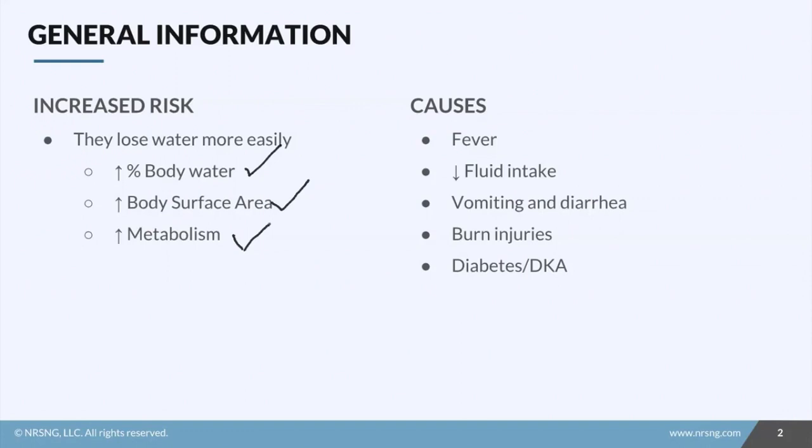So I've listed our first three things here as some common causes of dehydration in kids. A common one is fever, decreased fluid intake, which could be for a lot of different reasons, and then things like vomiting and diarrhea from a stomach bug. The last two things that I have listed here are a little bit less common, but are super important to be thinking about when we're talking about dehydration. And those are burn injuries and then new onset diabetes or diabetic ketoacidosis.